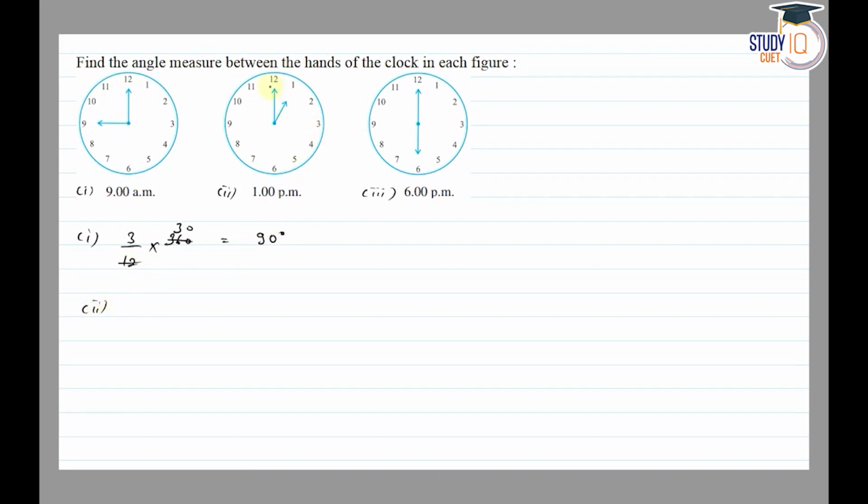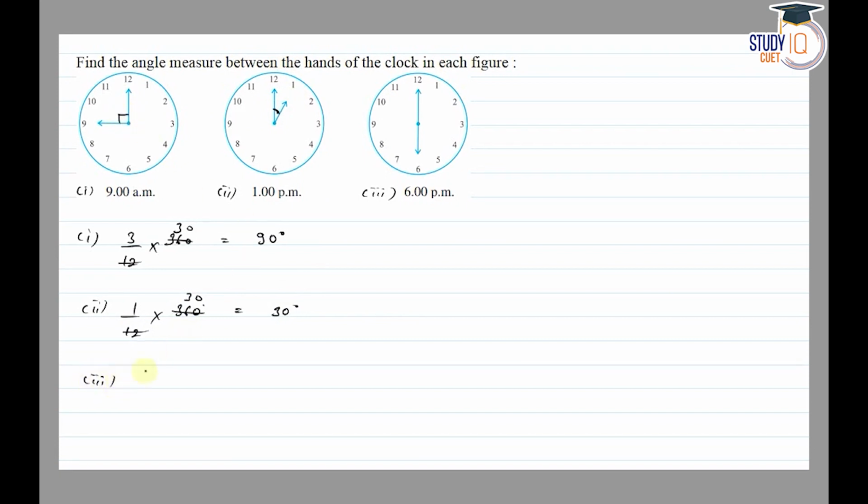Second, here there is one part. So 1/12 into 360. 12 cancels out, 30 times 1, so it will be 30 degrees. So this angle will be 30 degrees and this angle is 90.